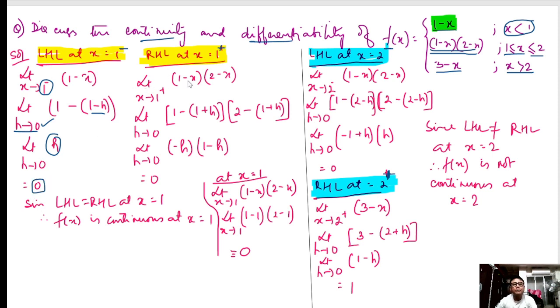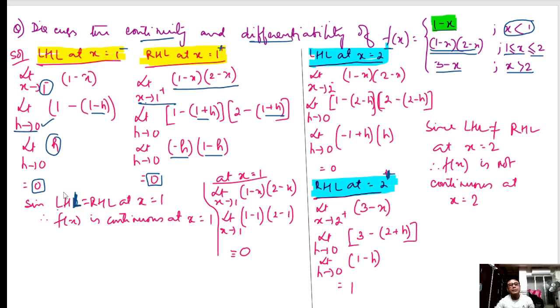Now 1 plus, so more than 1 I will choose this function, and in place of x I will put 1 plus h, and it comes out to be this. So the value is this. Okay, so the left hand derivative and the right hand derivative, we are testing the limit.